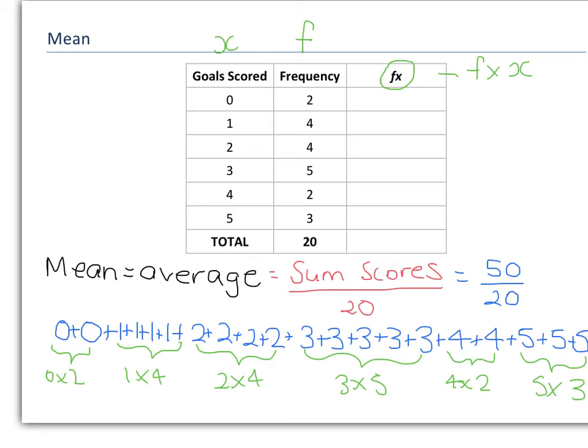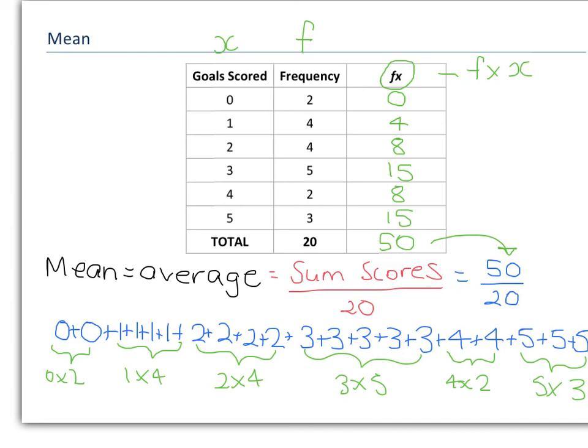So 0 times 2 gives me 0. 1 times 4 gives me 4. 2 times 4, 8. 3 times 5, 15. 4 times 2, 8. 5 times 3, 15. If I add all of these answers together, I get 50, which matches up with the sum of all my scores. So the fx column gives me space to add all of my scores together in a much neater, faster way than writing all of my scores out in ascending order.